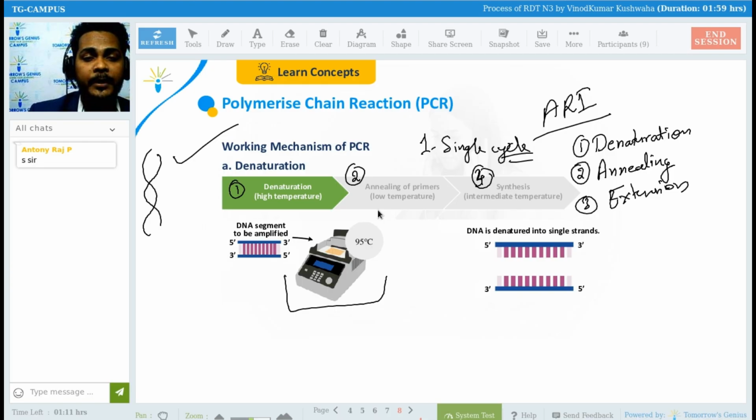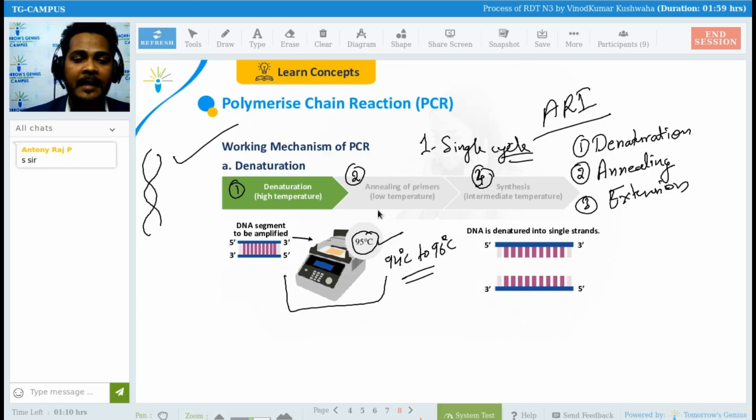What is the temperature? That temperature should also be noted. The temperature is about 96 degrees Celsius, but the most common is 94 to 96 degrees Celsius, when the DNA gets denatured. Because of this high temperature, the two strands separate, and each strand of the target DNA then acts as a template for synthesis of DNA.